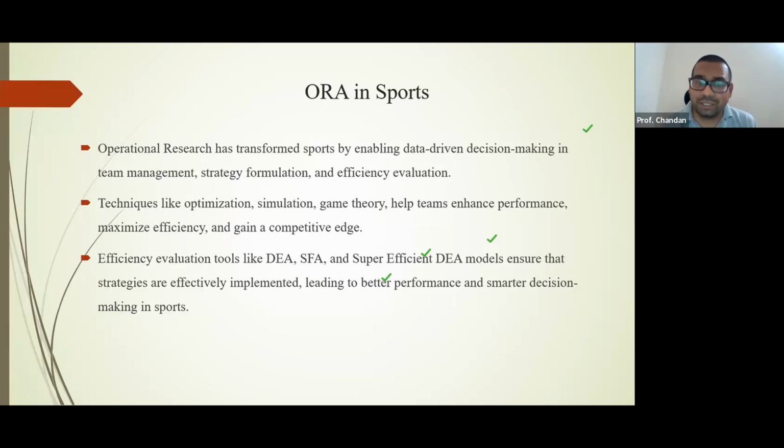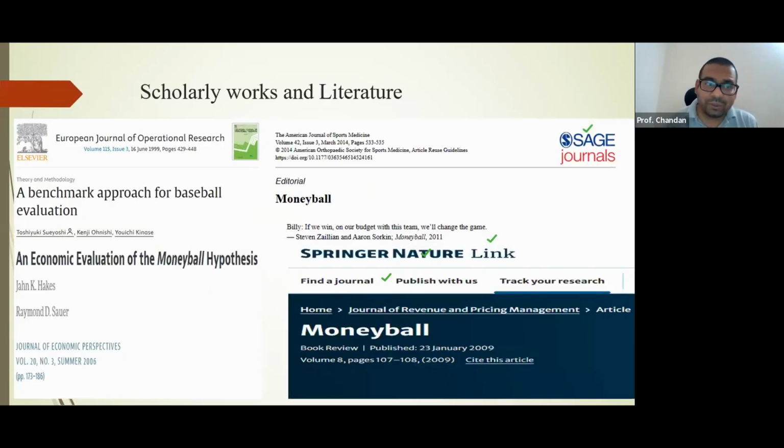Efficiency evaluation tools like DEA, data envelopment analysis. In this method, they can use various input and output parameters. We'll explain these things in detail, right? So methods like multi-objective optimization, data envelopment analysis, SFA, stochastic frontier analysis. Then there are advanced DEA models. We can use super-efficiency DEA models to ensure that strategies are effectively implemented, leading to better performance and smarter decision making in sports. So various models are there which we can use.